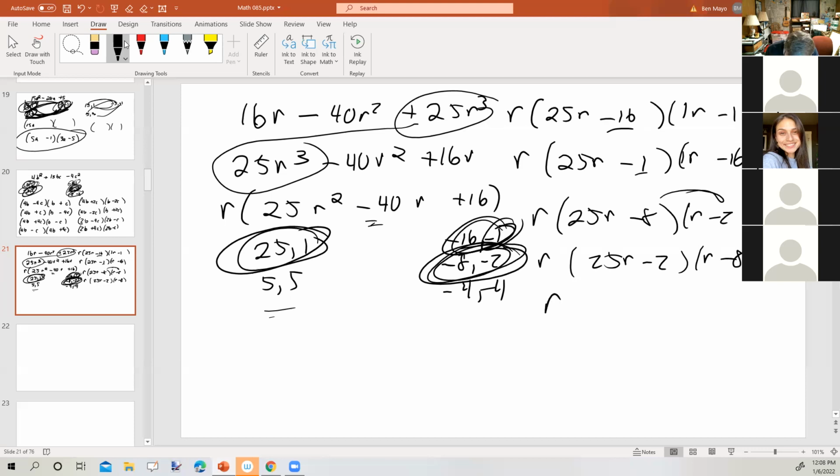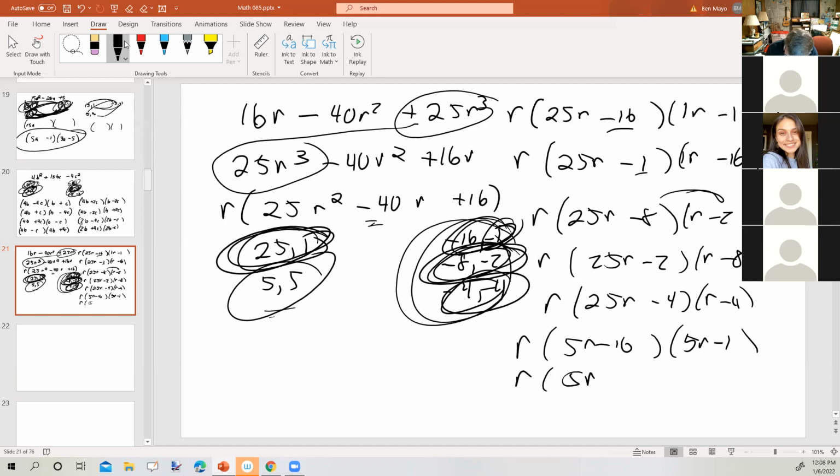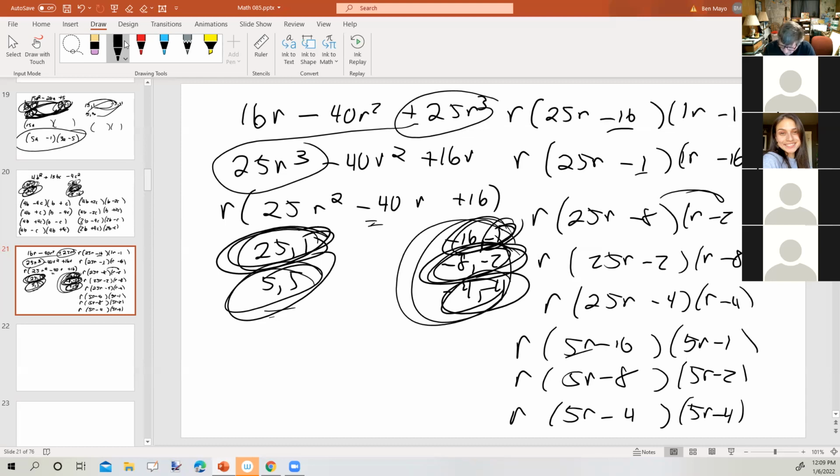And then I've got 25r, r, and what? Minus 4 and minus 4. Since these two numbers are the same, switching them around wouldn't change anything. So this gives me all the possibilities of this with all of these. But then I've got this one with all of those. So it could be 5r, minus 16 minus 1, 5r, minus 8 minus 2, 5r, minus 4 minus 4. Since these two numbers are the same, switching the 5r's around would still give me the same possibility. So there's 8 different possibilities.